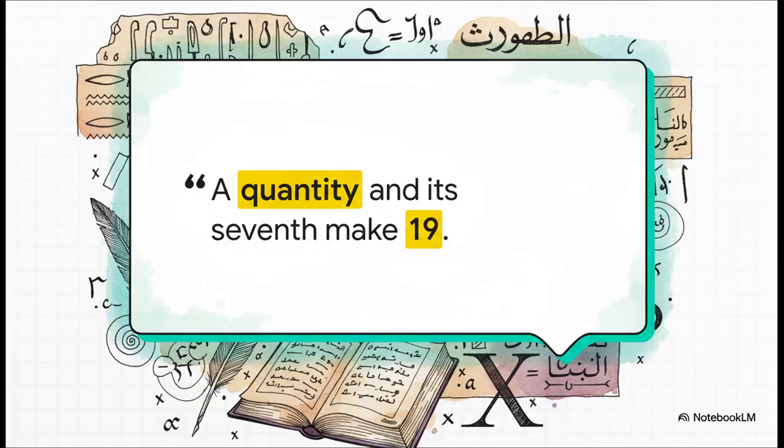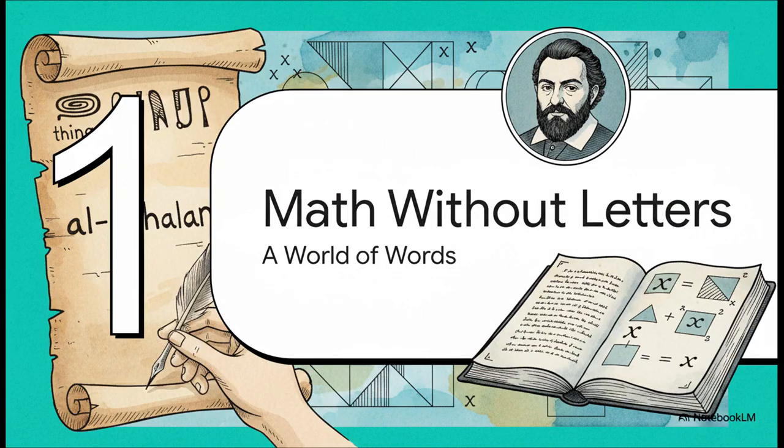So, imagine trying to do math like this. Thousands of years ago, problems were written out as full sentences. No plus sign, no minus sign, and definitely no x. What you're looking at here is how an ancient Egyptian scribe would have written the equation x plus 1/7 x equals 19. I mean, yeah, it gets the job done, but wow, what a mouthful, right? And that kind of clunky, word-based approach brings us to our first chapter, a world of math without letters.